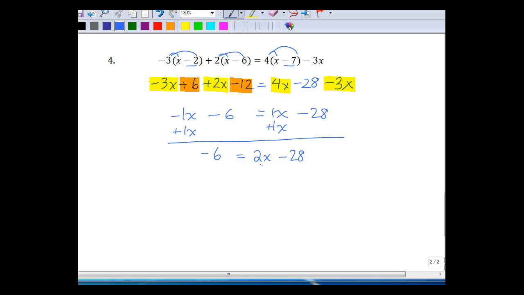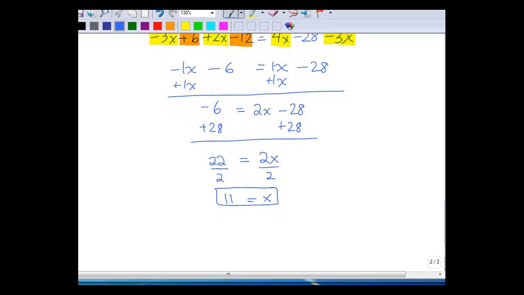Now my variables are on my right side, which means I need to put my constant terms on the left side, so that's going to be add 28, because the opposite of negative 28 is positive 28. So this is 22 equals 2x. Now I have all my variables on the right, I have my constants on the left, so I need to get rid of the 2 by dividing by 2. So that solution is x equals 11. That's a brief review of how to solve equations with variables on both sides of the equal sign.